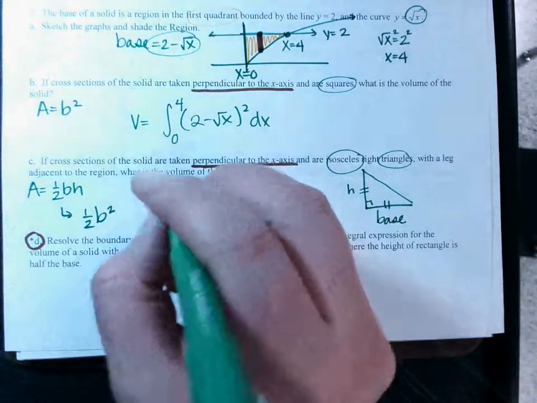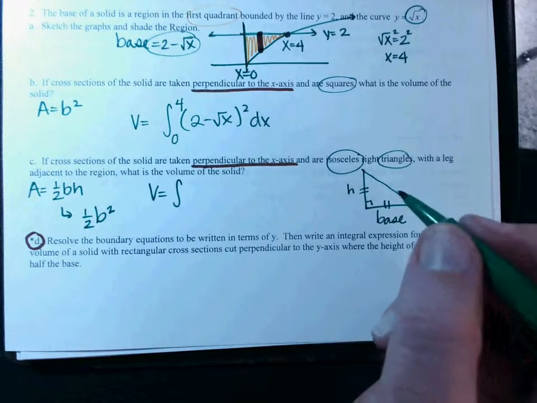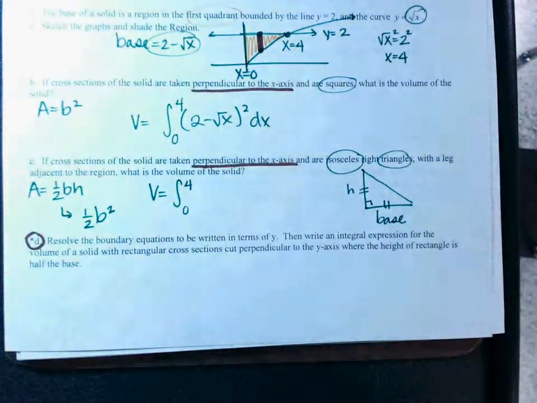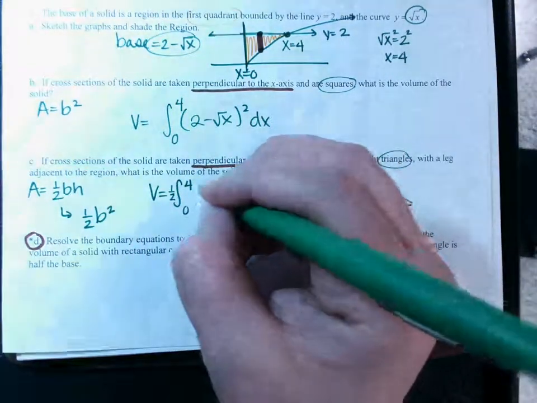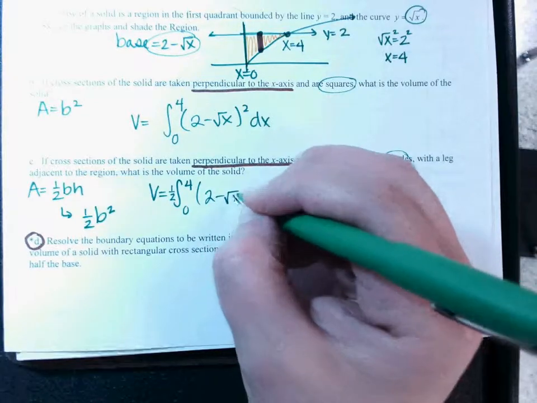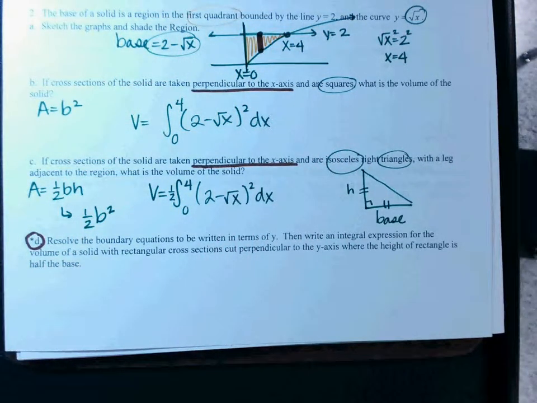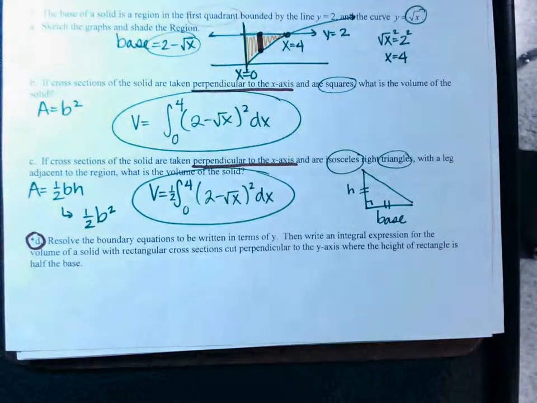Well, then volume equals the integral from 0 to 4, because those are still my endpoints. And then remember, you can put the half inside or outside, it doesn't matter. And then your base is 2 minus root x squared dx.